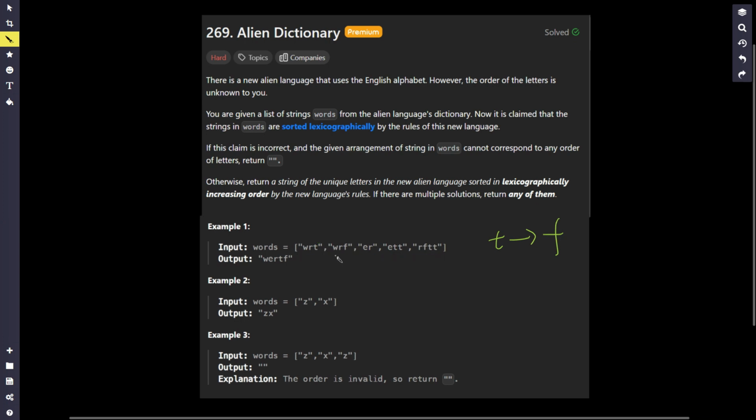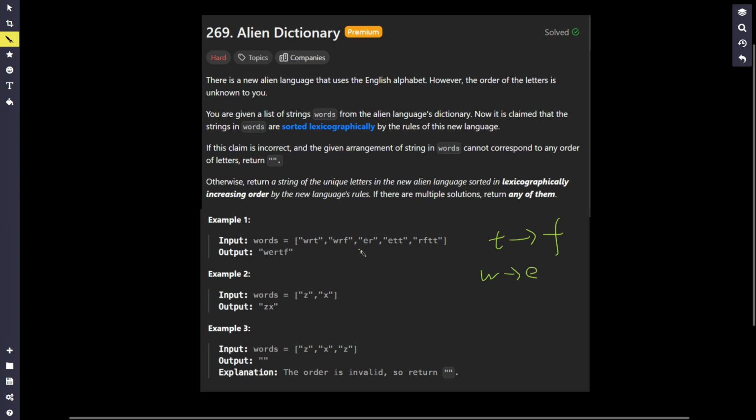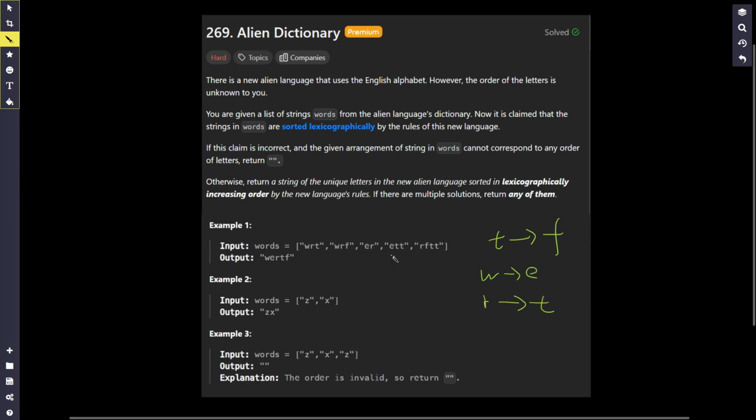Let's move on by checking the second word and the third word. The first letters are different, so we can say that W is above E. Next, checking the third and fourth words, the first character is E in both, so they're the same. By checking the second letter, we know that R is above T. Next, checking the fourth and fifth words, we know that E is above R. So starting from W, we have W to E, E to R, R to T, and then T to F. Finally, we return these orders as one word.